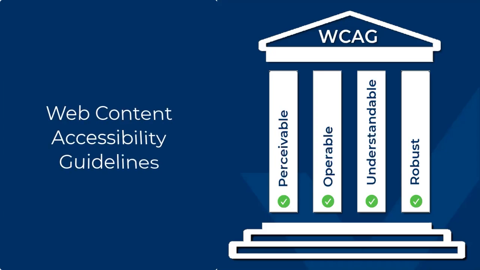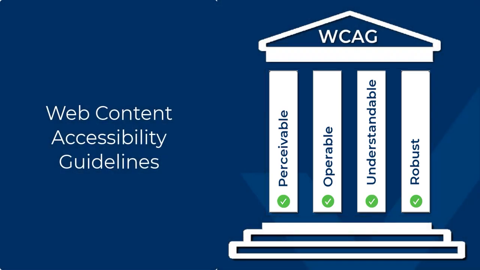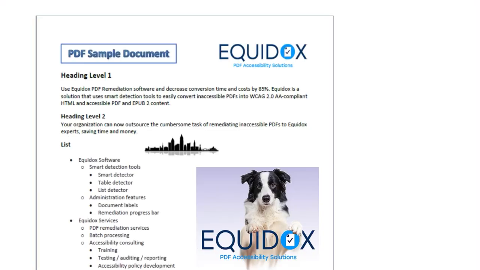Adding alt text falls under the perceivable and understandable aspects of the Web Content Accessibility Guidelines, or WCAG. In addition, the other guidelines include operable and robust. Many images can be described in just a few words.